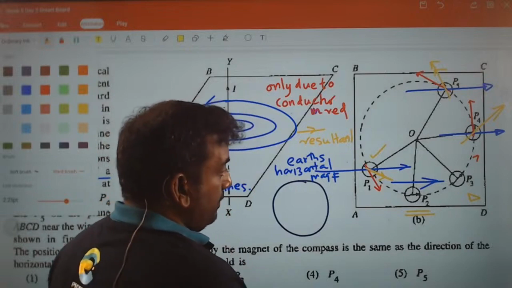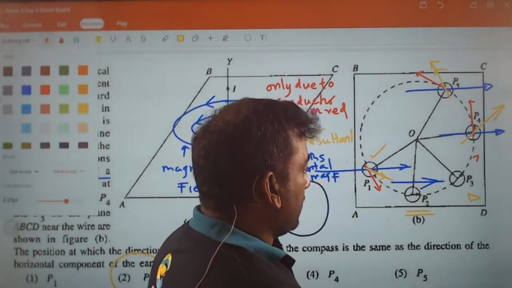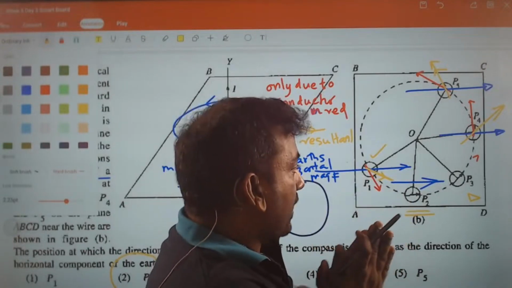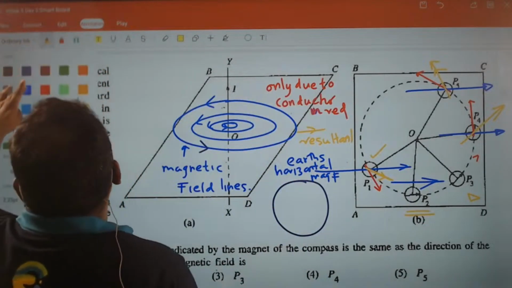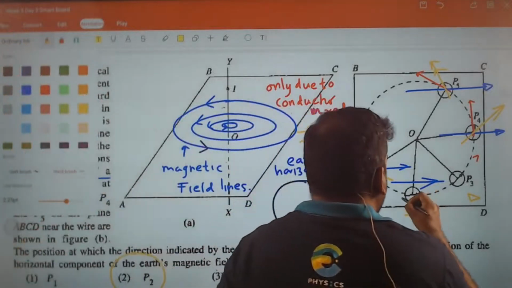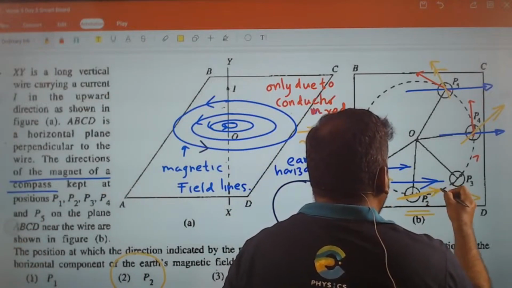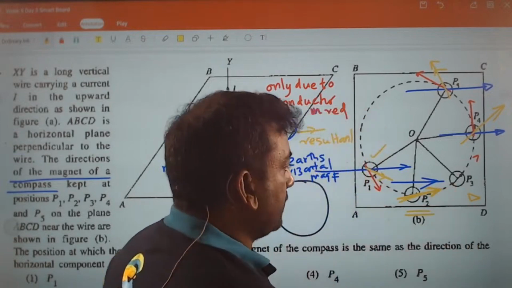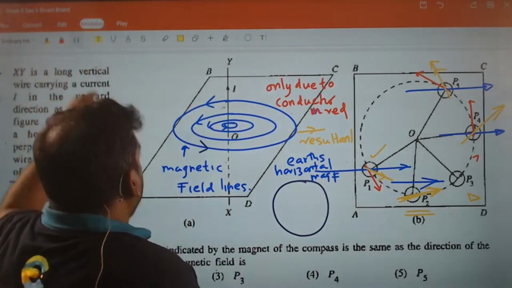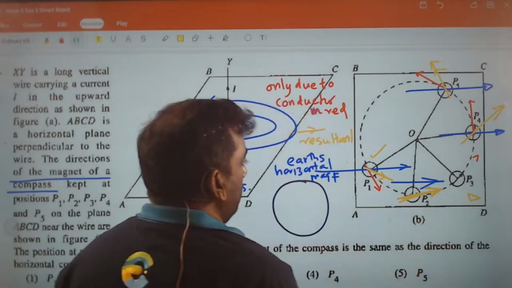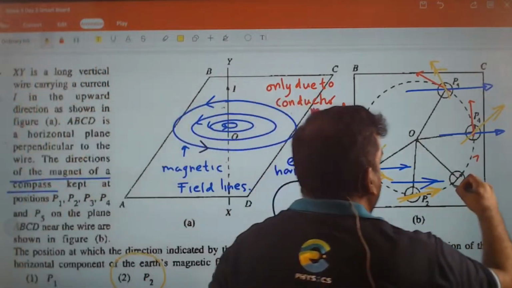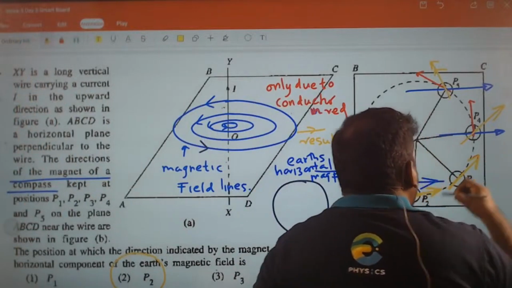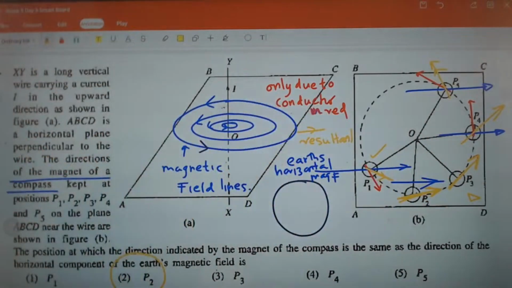So if it's parallel to the Earth's horizontal field, both are parallel. Both are parallel means same direction. Here it is slightly not parallel. You can see here the resultant is at an angle this way. So that's not the case. So resultant at an angle, here tangent. Here resultant is at a tangent. Resultant tangent means, what can you say? Earth's horizontal magnetic field is parallel to it.